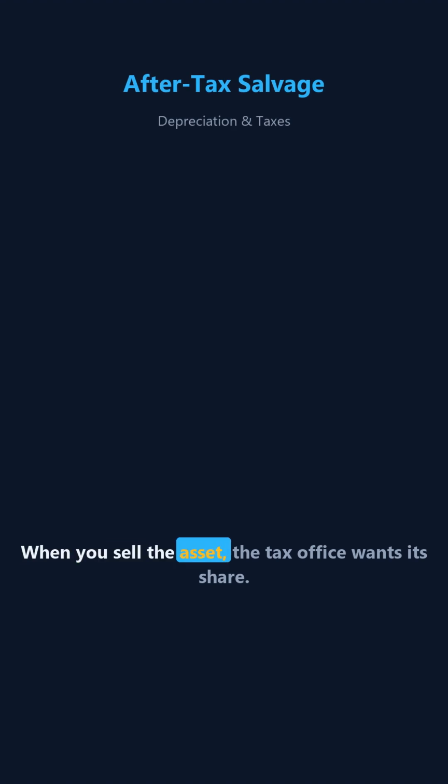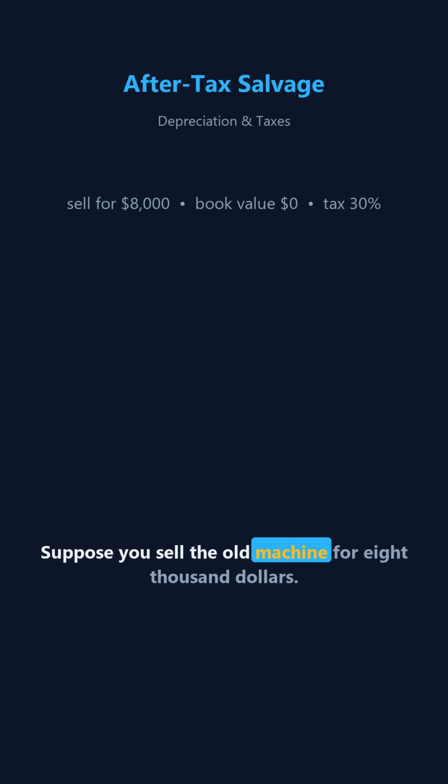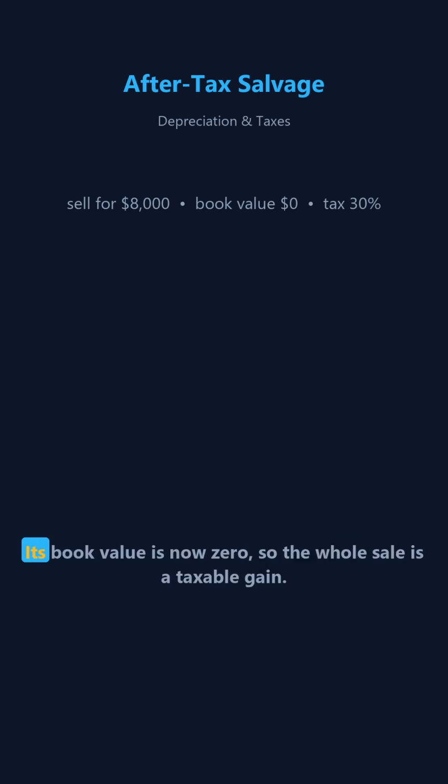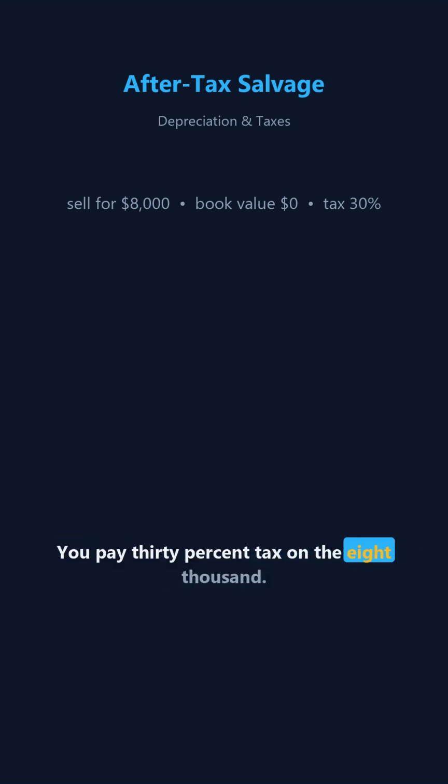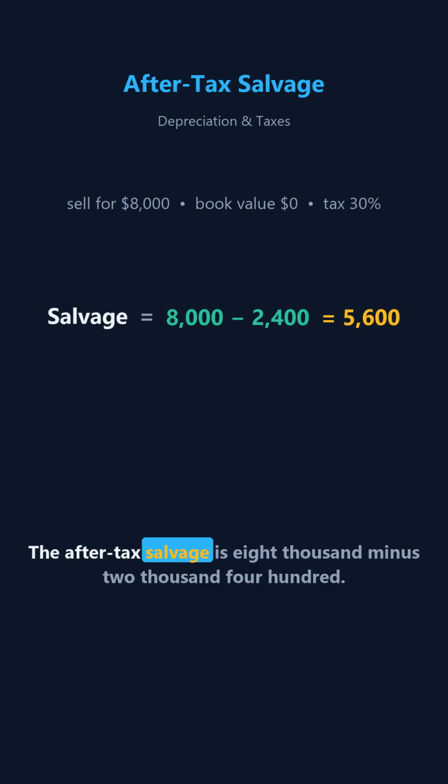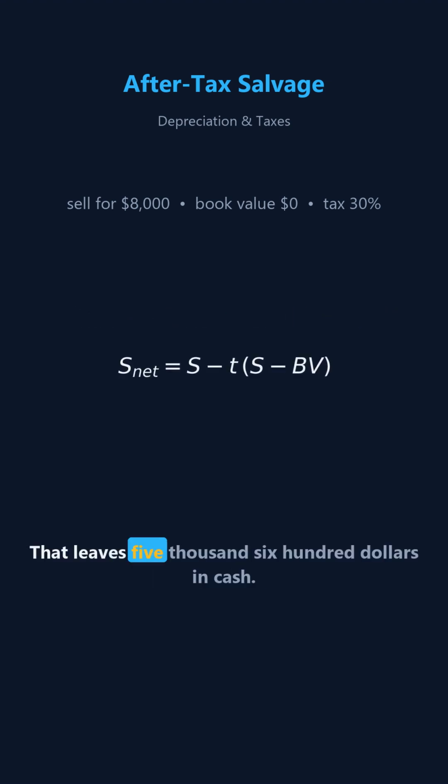When you sell the asset, the tax office wants its share. Suppose you sell the old machine for $8,000. Its book value is now 0, so the whole sale is a taxable gain. You pay 30% tax on the $8,000. The after-tax salvage is $8,000 minus $2,400. That leaves $5,600 in cash.